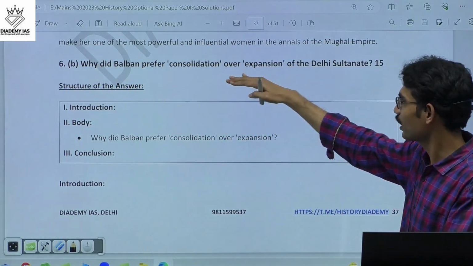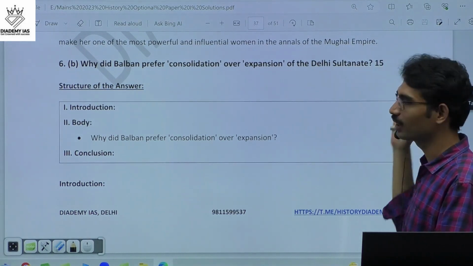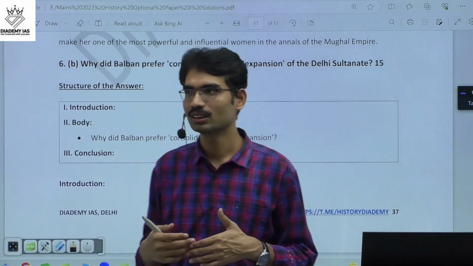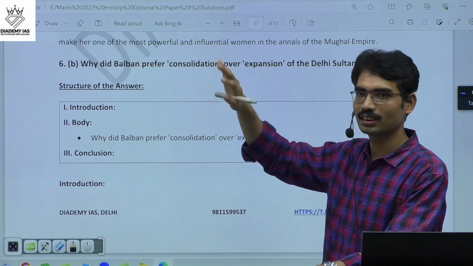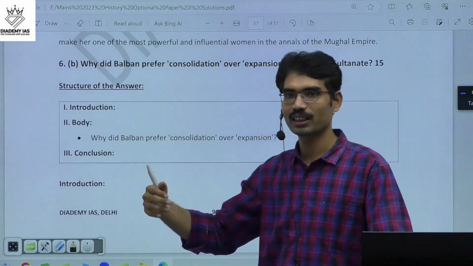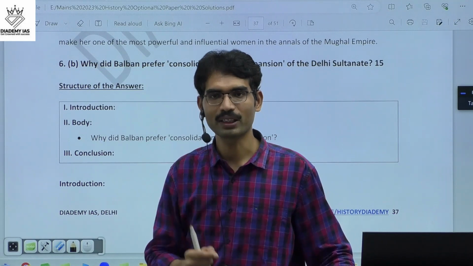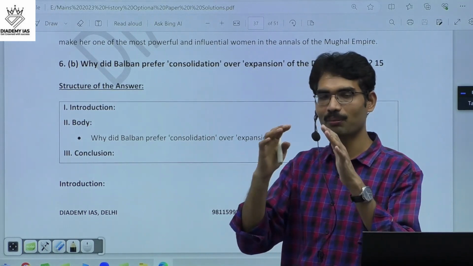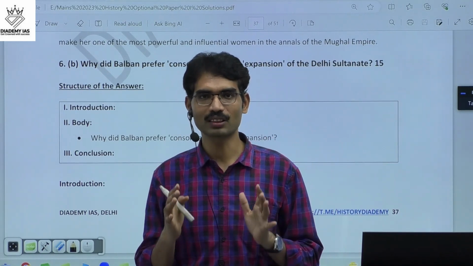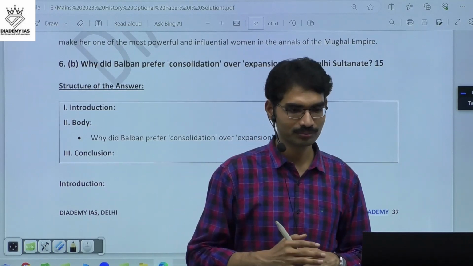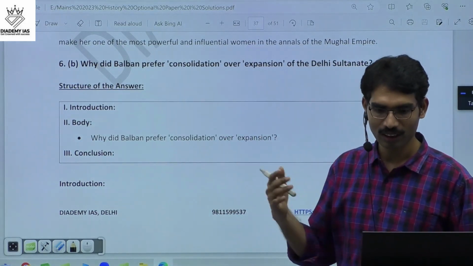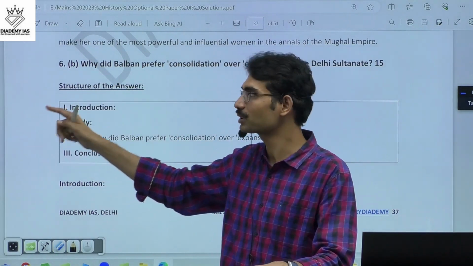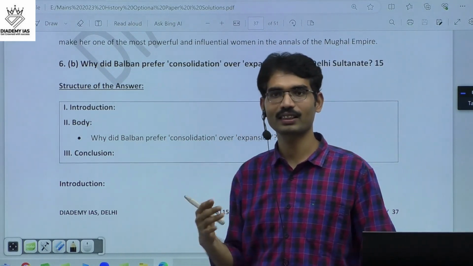Why did Balban prefer consolidation over expansion of the Delhi Sultanate? It is simply about what the circumstances were for Balban and why he took up consolidation. He did not expand. Whatever Delhi Sultanate was there, during Qutbuddin Aibak's time period expansion took place, during Iltutmish's time period expansion took place, but not under Balban. Balban's main focus was just to preserve and maintain the royal authority. Mongol menace, Chehalgani role, rebellion across the region. Very good. Those are the main points. Because of those problems, his main focus was consolidation rather than expansion.